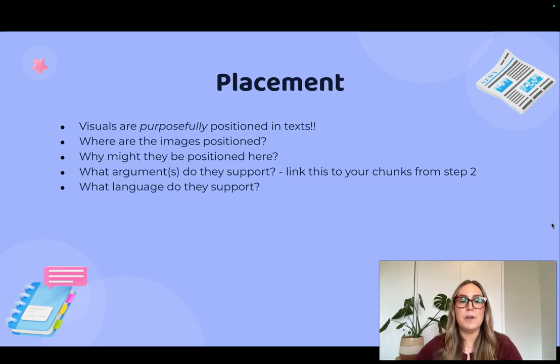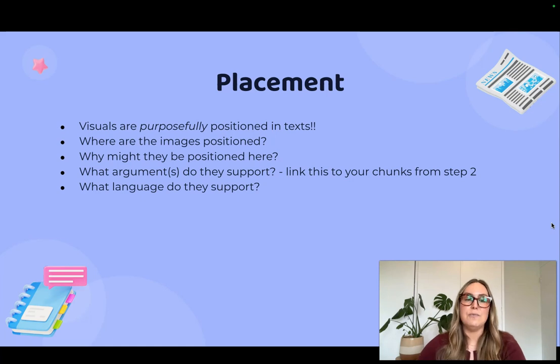Next, you want to think about where are the visuals placed. And you should be looking to analyze them in the order that they are in. For example, if your text has a header at the very top, it's logical that you would start there in your essay and that your first paragraph would be addressing that visual. Similarly, if the visual is right at the end, it would make sense to mention that at the end of your essay.